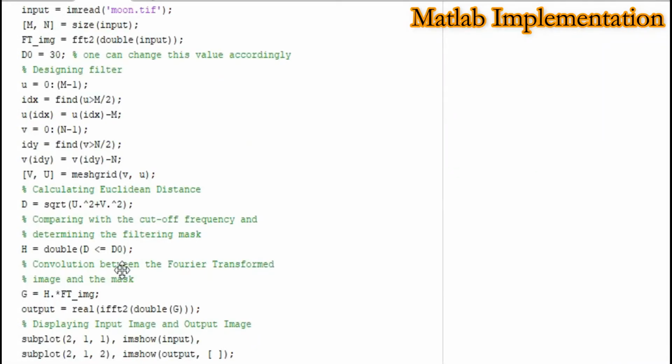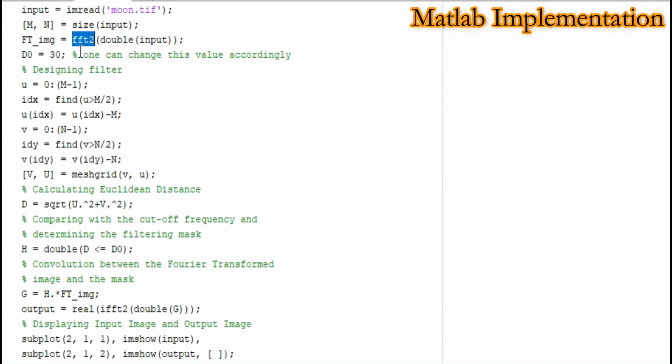This is a MATLAB code for the ideal low pass filter. Here first I am reading the image. The image is moon, and the format is TIF. First I will get the size of the image, M rows and N columns. M represents the height and N represents the width of the image. Okay. After that, in the frequency domain, first we need to find the Fourier transformation of the input image. So, here we perform the Fourier transformation.